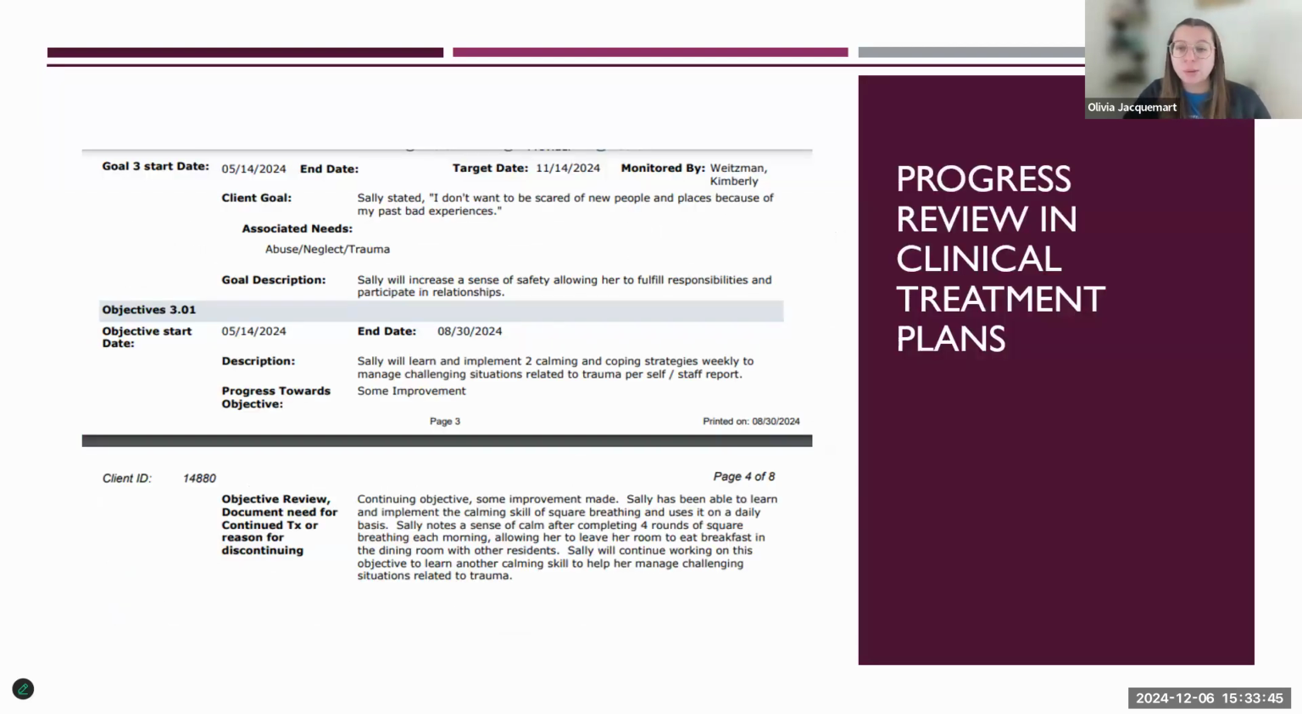Here we can see the progress review in the clinical treatment plan. So we can see the objective there: Sally will learn and implement 2 calming and coping strategies weekly to manage challenging situations related to trauma per self-report. And then we can see how Sally is doing with this objective in the review. So, continuing the objective, some improvement made.